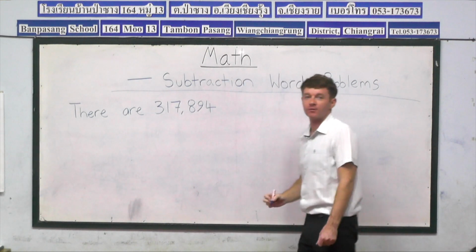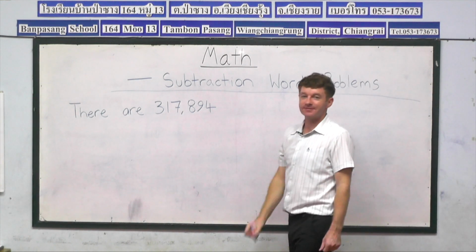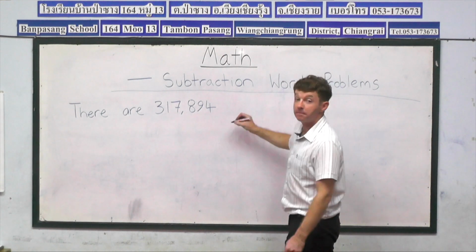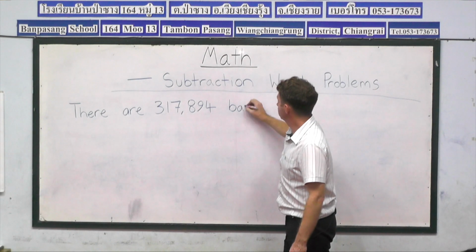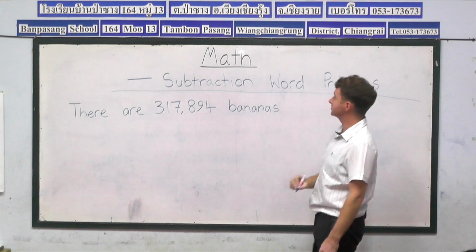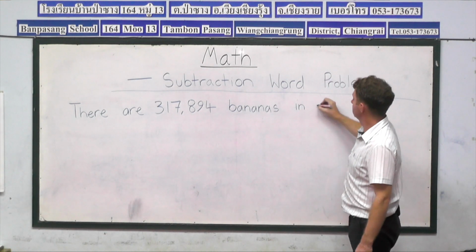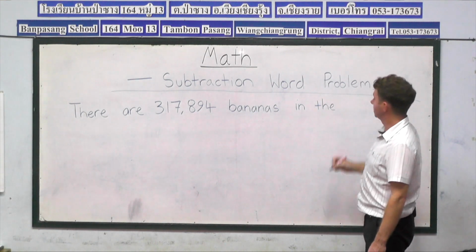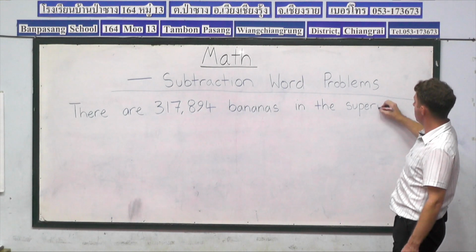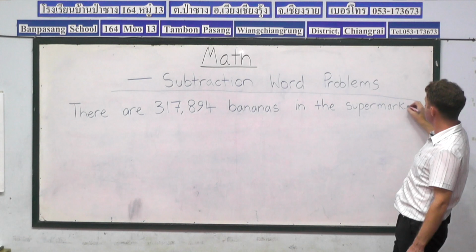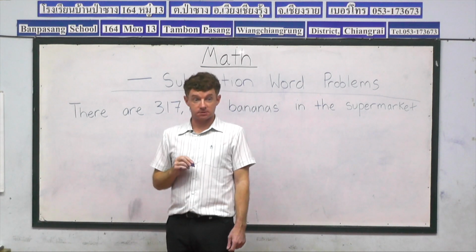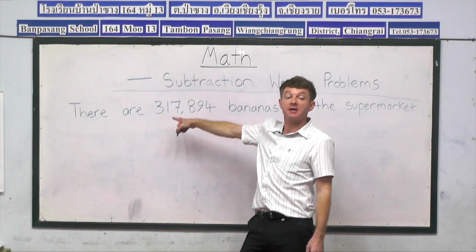Okay. 317,894 bananas. And then because there's more than one, we need plural, bananas. Well done. In the supermarket. S-U-P-E-R-M-A-R-K-E-T. Okay. Now we need some more numbers, making sure it's less than our big number.